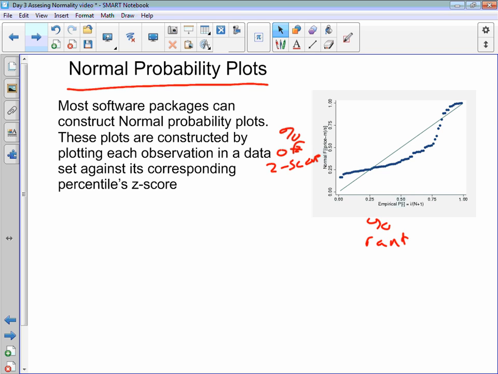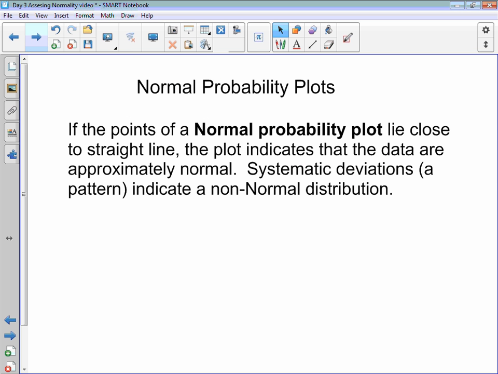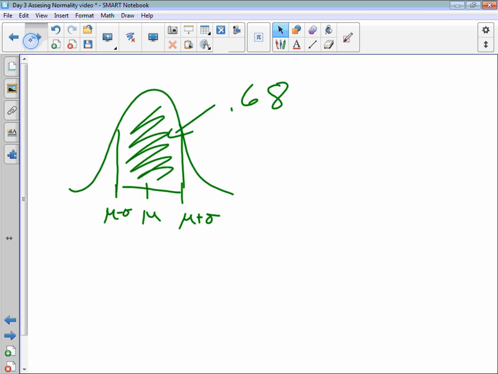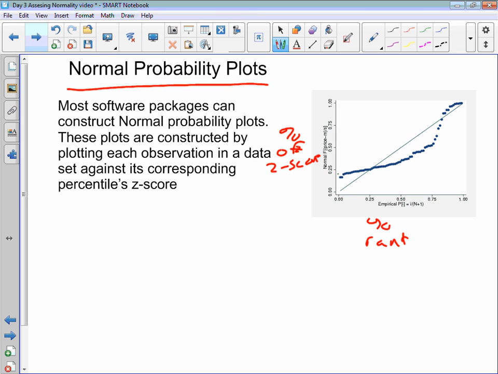But what's interesting is that if the normal probability plot lies pretty close to a straight line, then the data are approximately normal. Systematic deviations, a pattern, right? If we see a pattern, it's a non-normal distribution. So right here, if we see this pattern where it starts above, it's not noise. There's a definitive curve pattern in here. If you see this, then it's most likely not normal.